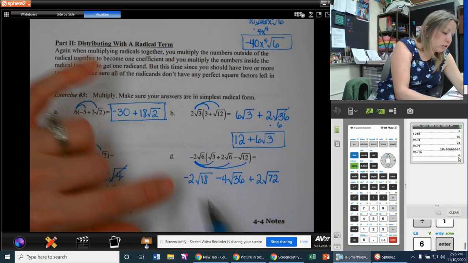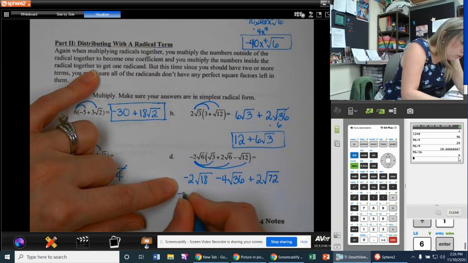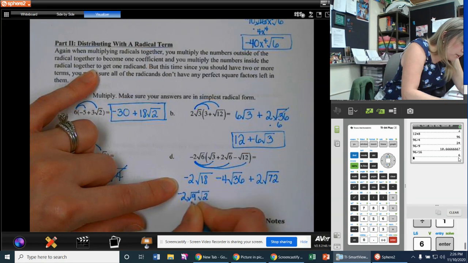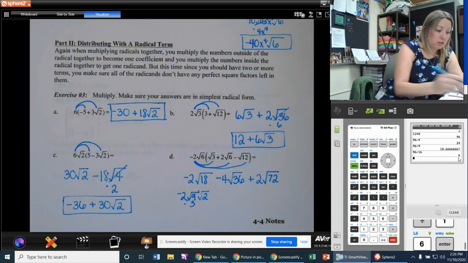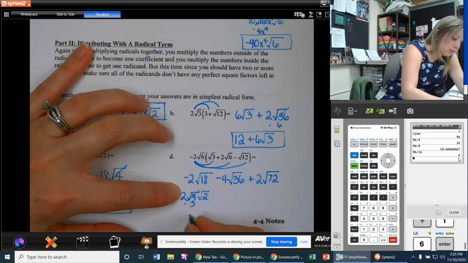Okay, so let's start over here. Negative 2 radical 18. Perfect square is 9. Leftover is 2. What's the square root of 9? 3, right? So negative 2 times 3 is negative 6 radical 2 in the front. Okay.